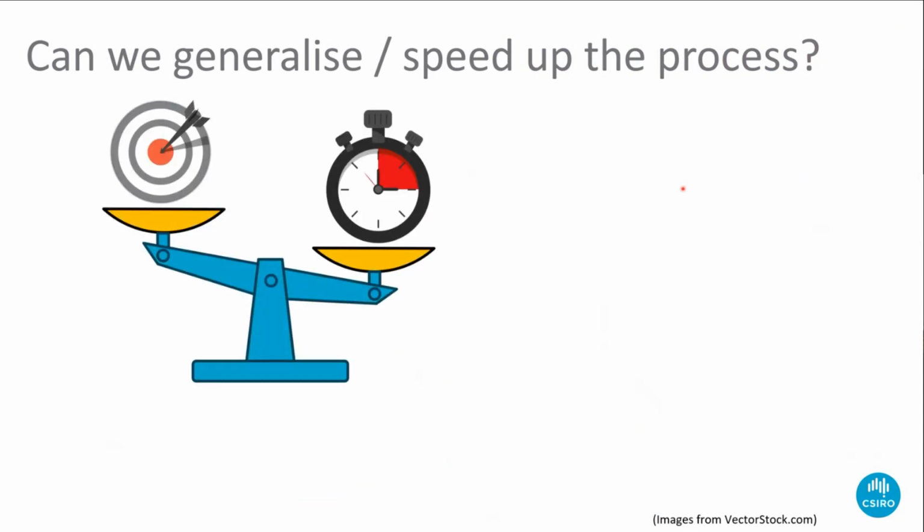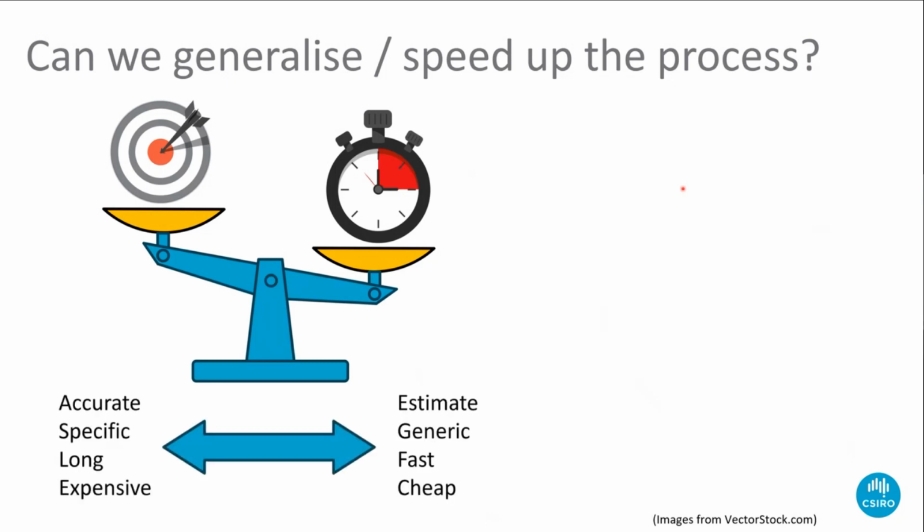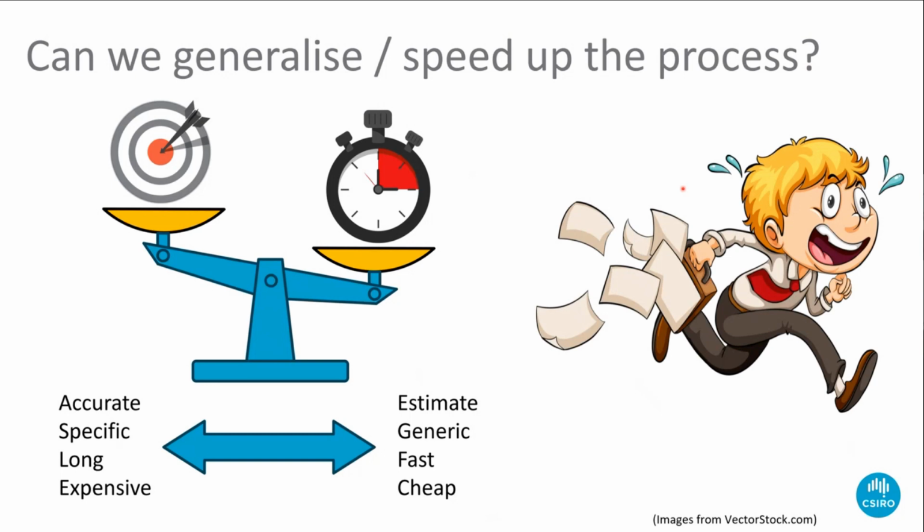So the question is, can we generalize? Can we speed up the process? We all know it's always a trade-off between accuracy and speed. So I've shown you that we can get some relatively accurate models, but they're very, very specific, take a lot of time, a lot of work. So the question is, can we go on the other side? Can we get something that is more generic, faster, cheaper? Because obviously I'm one of those people, rather in a hurry.